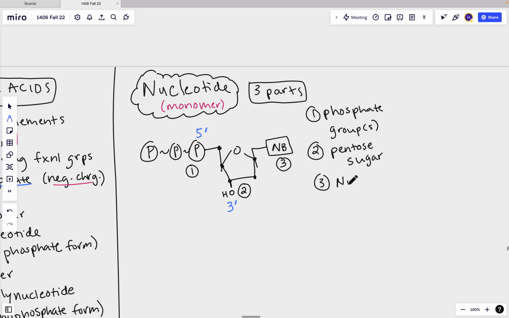And the NB part, number 3, is the nitrogenous, nitrogen-containing base. If we look at just the pentose sugar and the nitrogenous base, call that a nucleoside. And then once you add the phosphate groups on, that's the nucleotide. Nucleotide is the monomer.